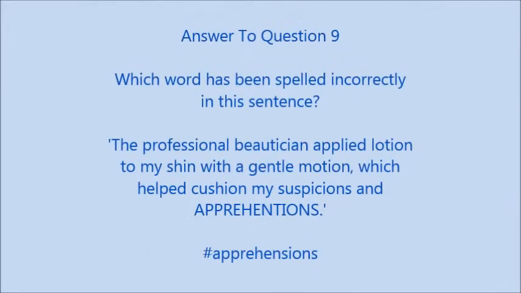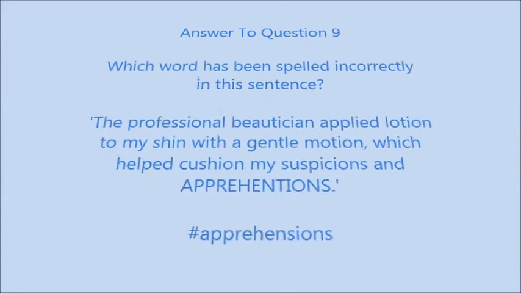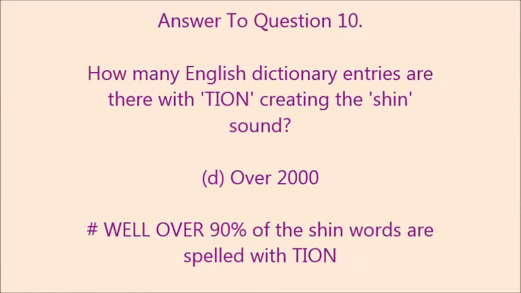And we're almost done. Question number 9. Which word has been spelt incorrectly in the sentence? The professional beautician applied lotion to my shin with a gentle motion, which helped cushion my suspicions and apprehensions. Apprehensions was incorrectly spelt. It should have been spelt with SIONS at the end. Okay, so I hope you got that one right.